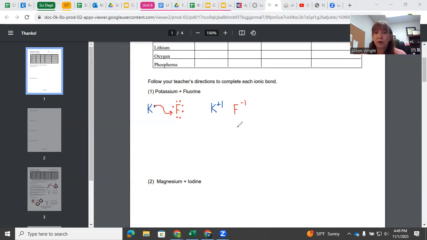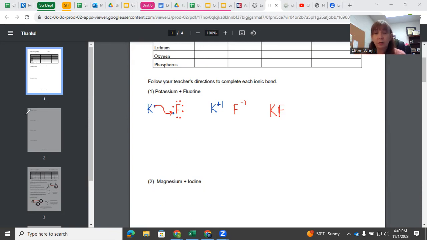If there were more than one of each of these, go ahead and write them all, and then you're going to write your formula, KF. The formula for potassium fluoride is KF. We will go ahead and put that little blue electron right here to indicate that that's what's happened to it. Okay, that's how I want you to complete these ionic bonds.